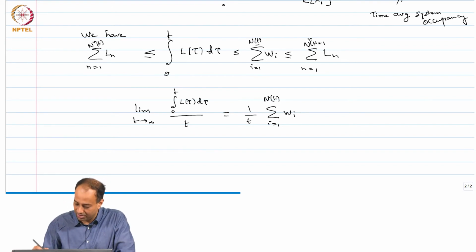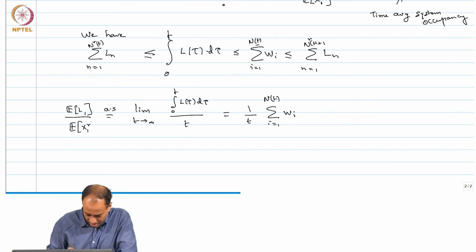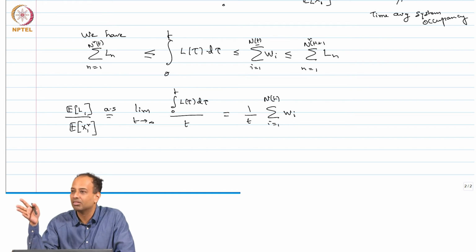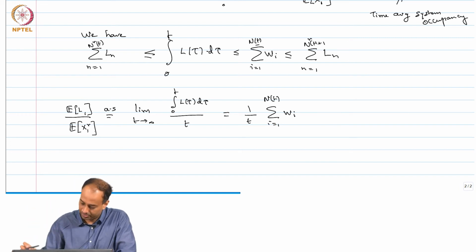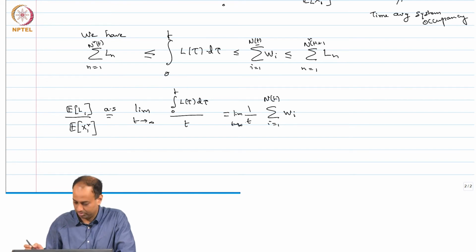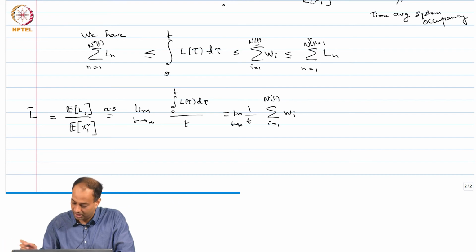And this average we know goes to, almost surely, expected L_1 over expected X_1 R. All these L_i's are identically distributed. I am using sandwiching, because the sum over W_i is sandwiched between these sums of the L_i's. So here also there is a limit. This is of course your L bar which we have already defined, right. Now, the question is what is this equal to?